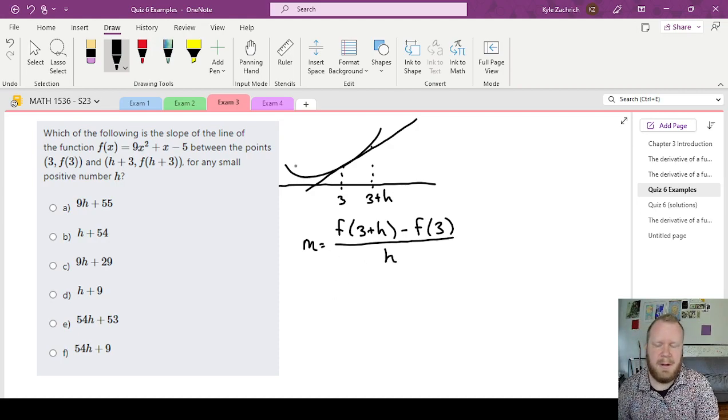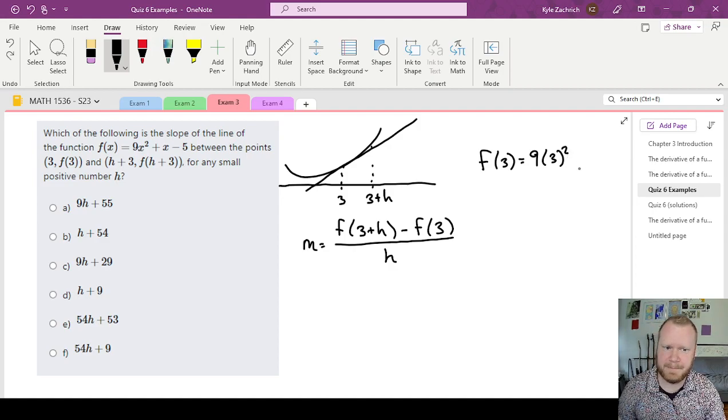Okay. So first thing to figure out is what is f of 3. So I'm going to make a little list here. So f of 3, that's going to be equal to this set of directions here, where we figure out what that is when we plug 3 into that equation. So 9 times 3 squared plus 3 minus 5. So this is going to be 9 times 9, or 81, plus 3 minus 5. So that's going to be 79.